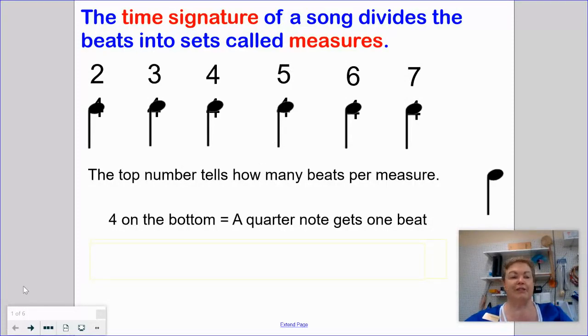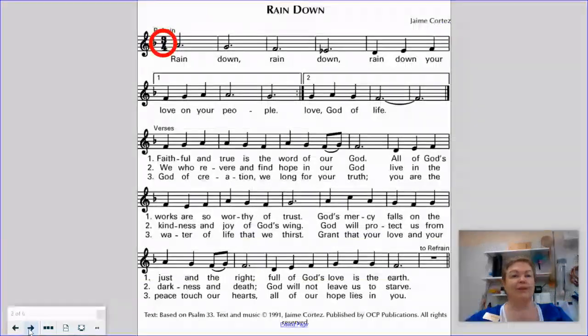Here's some samples. The song Rain Down that we sing in church a lot. The numbers at the beginning of that I circled in red are 3/4. 3 beats in a measure, a quarter note gets 1 beat. And if we look at the verse where it says faithful and true, there's sure enough 3 quarter notes and then a stick or a straight line. That is called a bar line or a measure line.